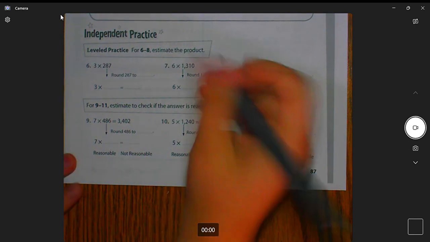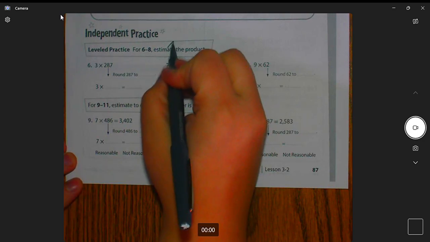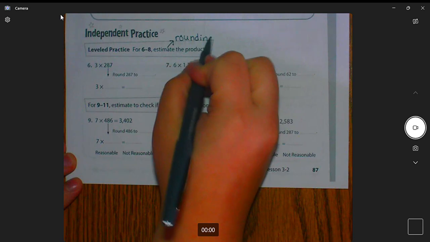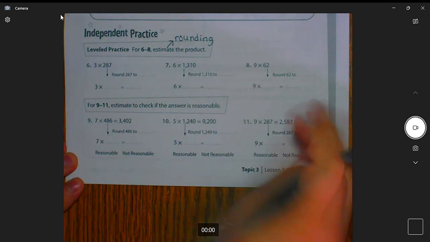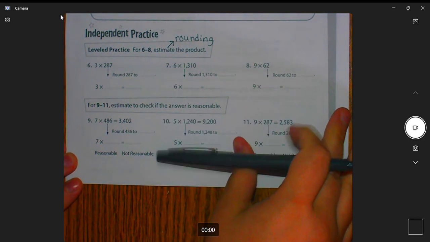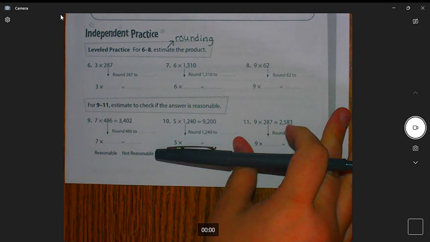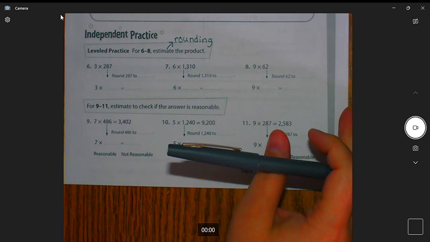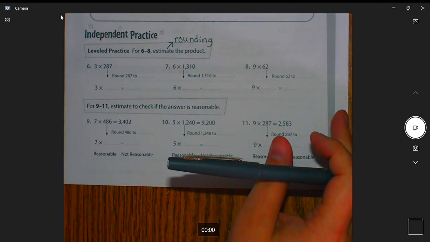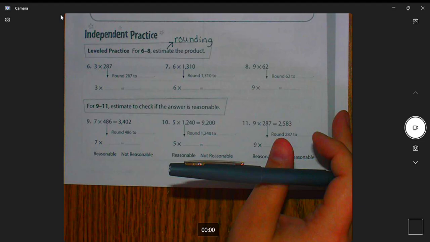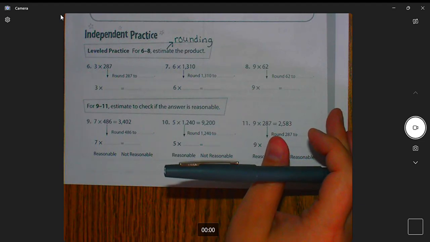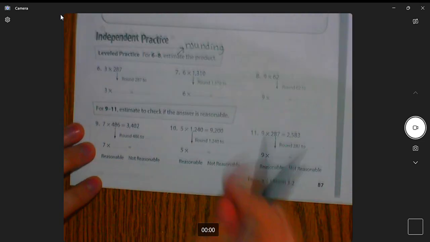Estimate. That's a word I know. That means I'm using my rounding skills. I am using my rounding skills to tell me exactly how close I might get. Now, when I round, it's not going to be exact. It's going to be ish. It'll be in the same ballpark, but it won't be close. So, let's look at number 6.